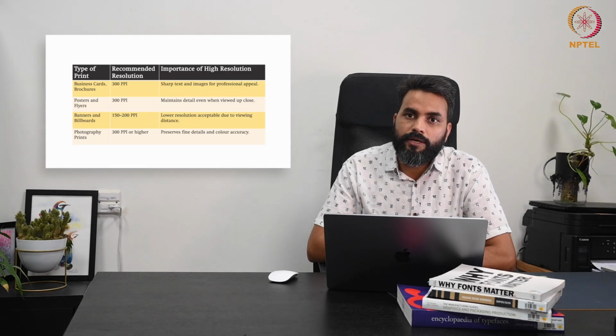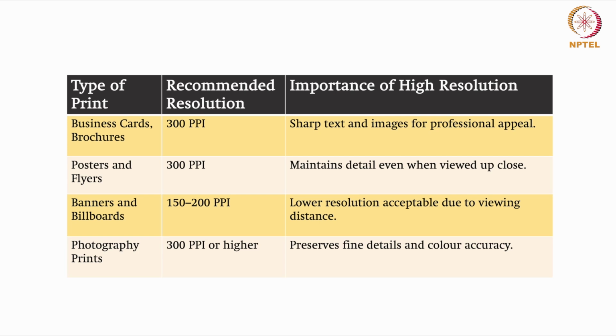If you look at the standards which are followed at present, generally, for example, if you're looking for a print for business cards and brochures, 300 ppi is the recommended resolution, and that results in sharp text and images for professional appeal. Similarly, for posters and flyers, 300 ppi, which maintains detail even when viewed from a very close distance. And then when you go for banners and billboards, you can do this within 150 to 200 ppi, because here the lower resolution is acceptable due to viewing distance.